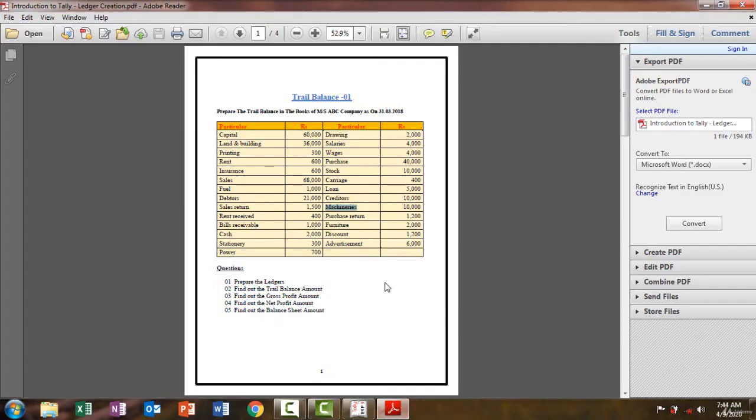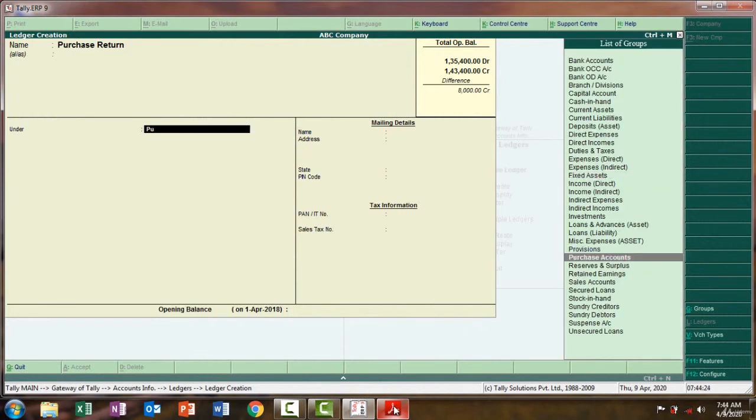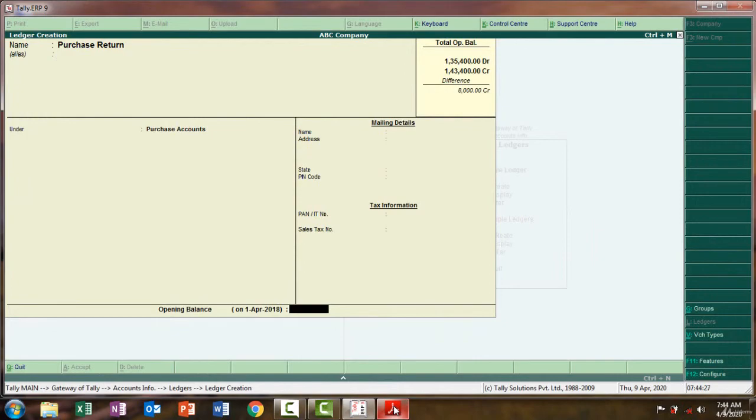The next one is purchase return. Purchase account is always debit, so purchase return account is always credit, and we have to choose that under the purchase group. So purchase return, purchase account, and we have to enter the amount. How much? 1,200, but the amount should be credit, because the purchase account is always debit, but purchase return is against the purchase, so it should become credit. Then yes.